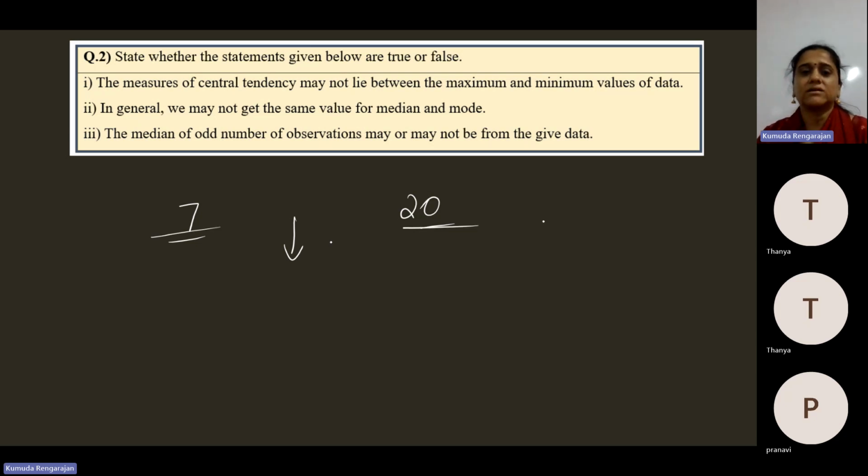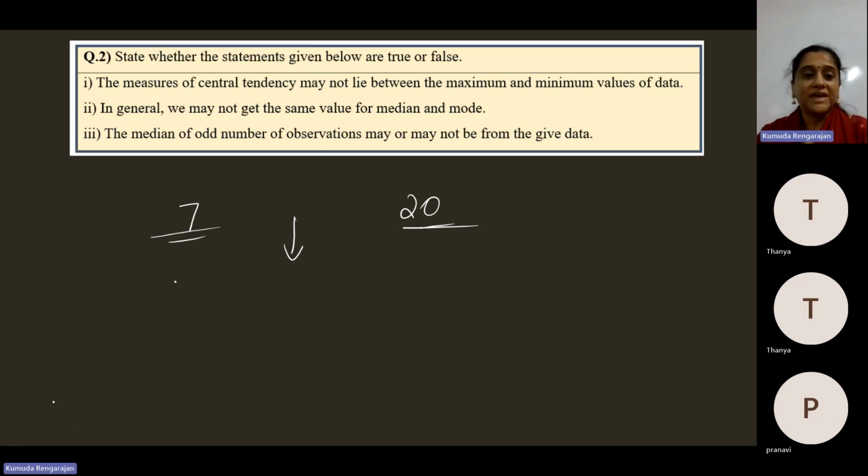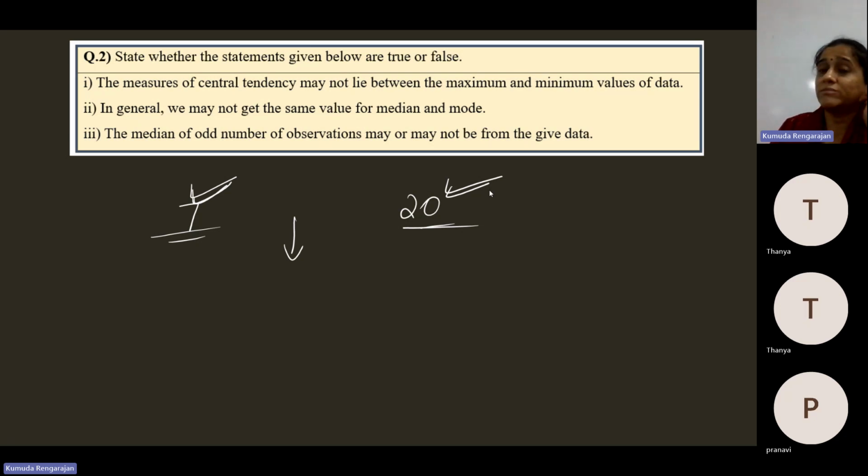It can be anything between them. But when you take mode, it can be 7 or it can be 20, because it depends on whichever repeats. Supposing 7 happens the most number of times, then it's not between. It is the minimum value. Or if 20 is the mode, when will 20 be the mode? When 20 happens the most number of times. If 7 happens the most number of times, then 7 is the mode.